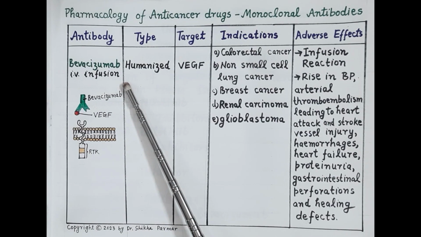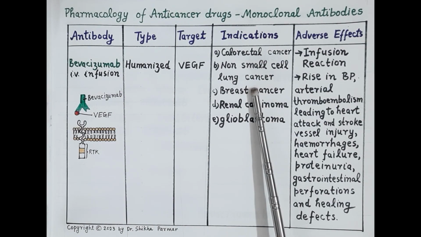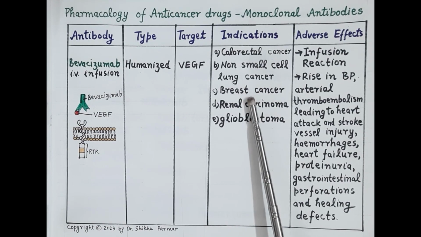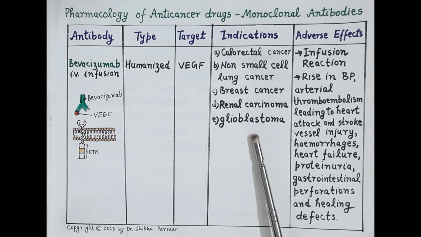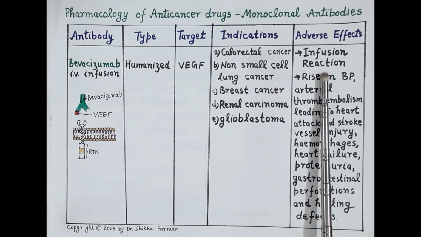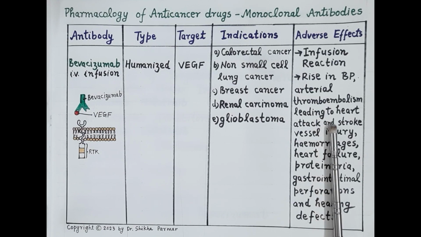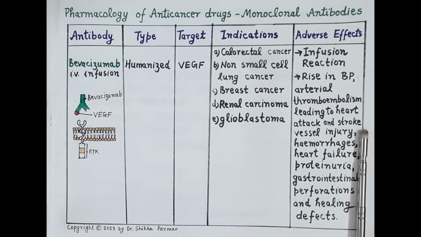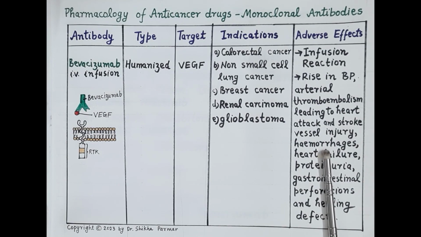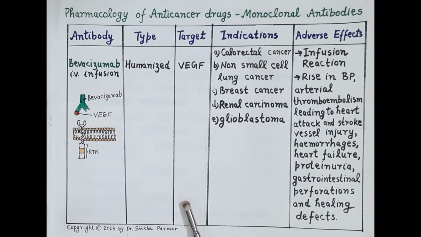Now, bevacizumab is indicated in colorectal cancer. It is indicated in non-small cell lung cancer, then breast cancer, renal carcinoma, and glioblastoma. Now, administration of bevacizumab can trigger infusion reaction, and other adverse effects are rise in blood pressure, then arterial thromboembolism, that is the blockage of arteries by a thrombus or by an emboli, and this can cause heart attack and strokes. Now, besides these, blood vessel injury, then hemorrhages, heart failure, proteinuria, gastrointestinal perforation, and healing defects can also occur. So, this is in brief the pharmacology of monoclonal antibodies and small molecule synthetic drugs used in targeted cancer therapy.